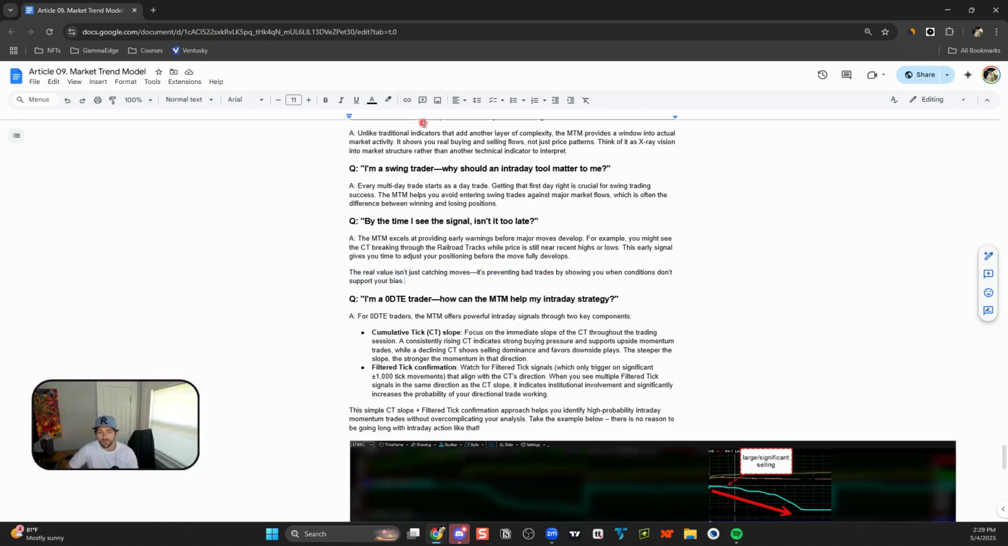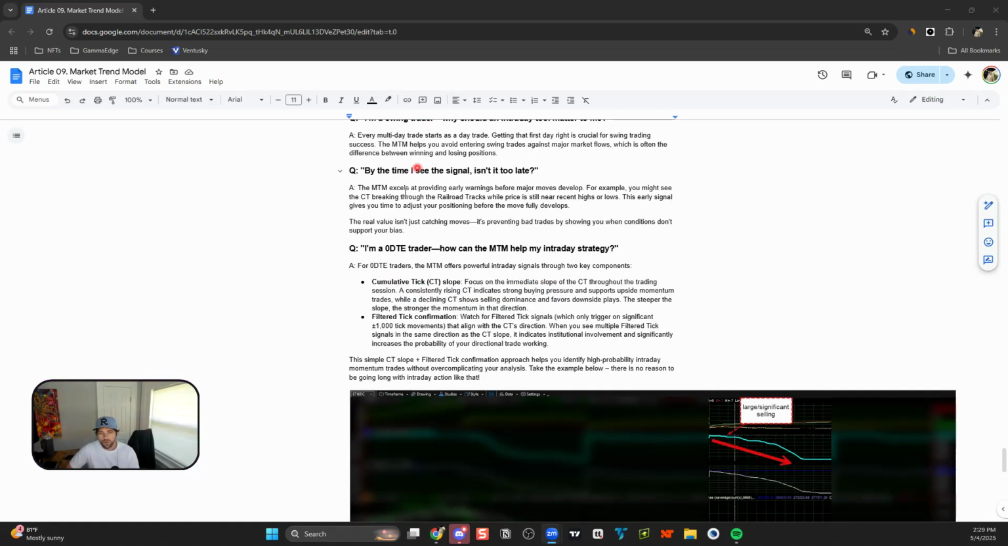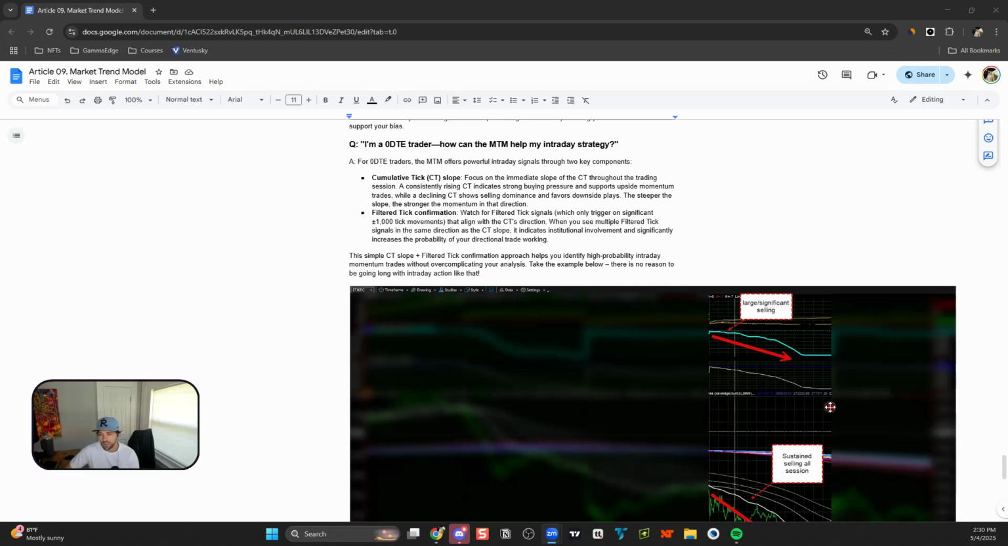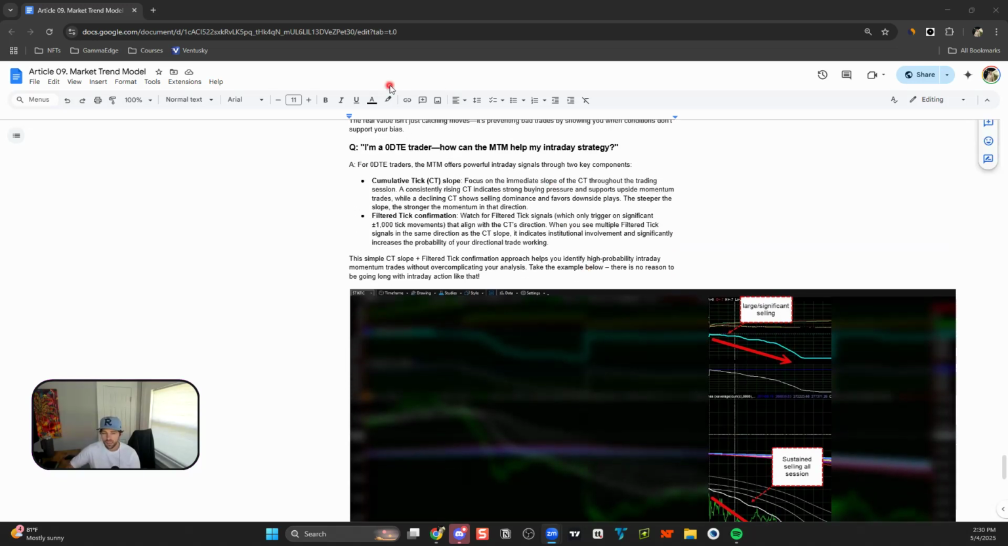Last one, I'm a 0DTE trader, a futures scalper. How can the market trend model help my intraday strategy? Glad you asked. For those intraday traders, there are two powerful components that we use, and I personally use as well. First is the slope of the cumulative tick. Again, is it moving sharply higher or sharply lower, indicating large buying or large selling?